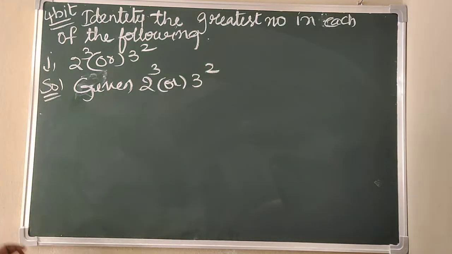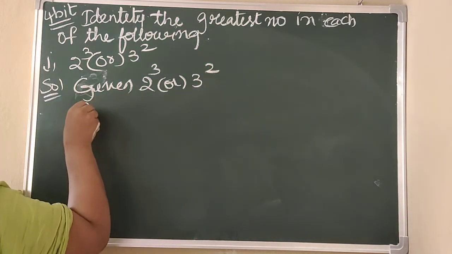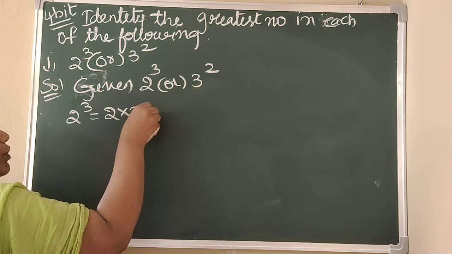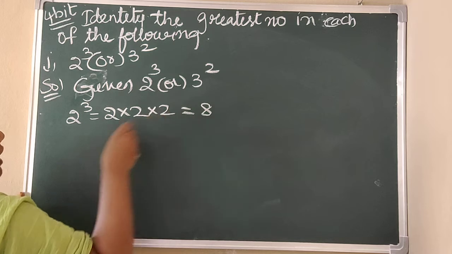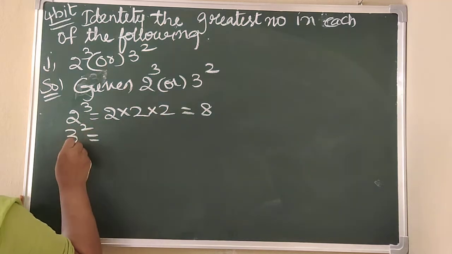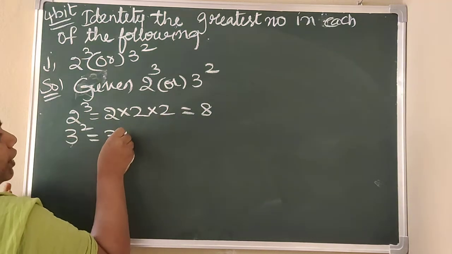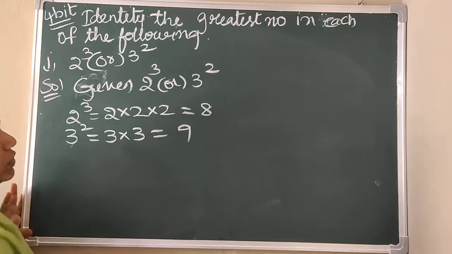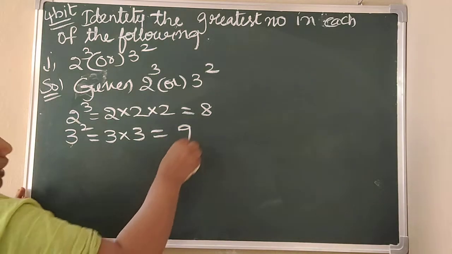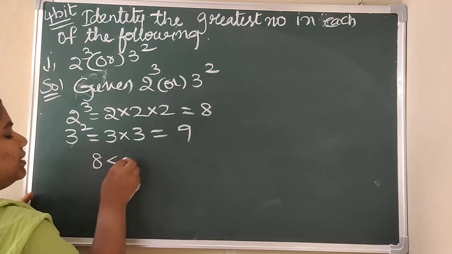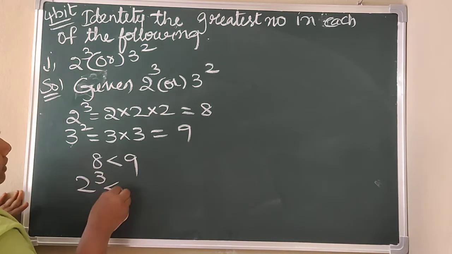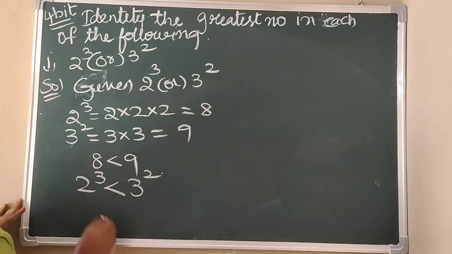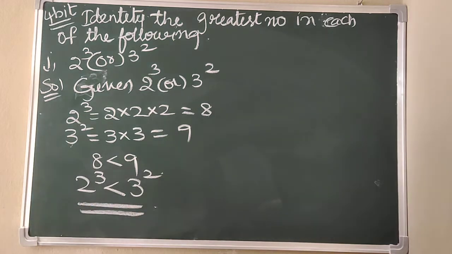So 2 cube means 2 we will multiply 3 times. 2 into 2 into 2 will be equal to 8. 2 2s are 4, 4 2s are 8. 3 square, 3 we have to multiply 2 times. That is 3 into 3, which will be equal to 9. So here we know that 8 is less than 9. That means 2 power 3 will be less than 3 power 2. So this is our first one.